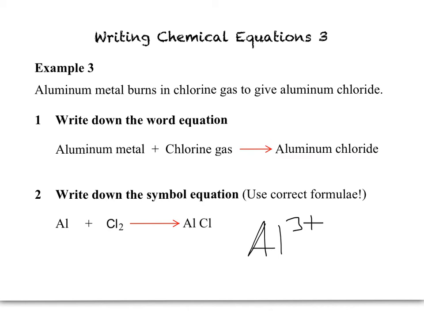Chlorine is in group 7, so forms the chlorine 1 minus ion. Remember, a compound must always be neutral, so 1 Al3 plus ion must join with 3 Cl1 minus ions. This gives you a formula of aluminium chloride as AlCl3.